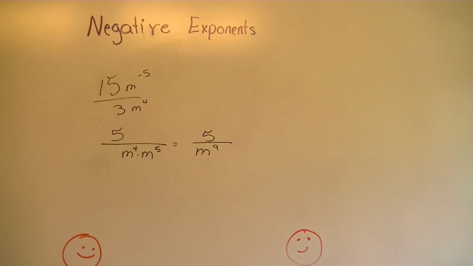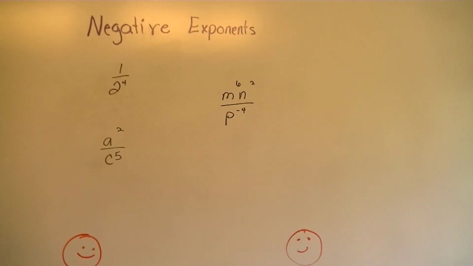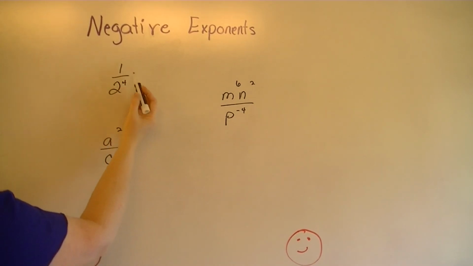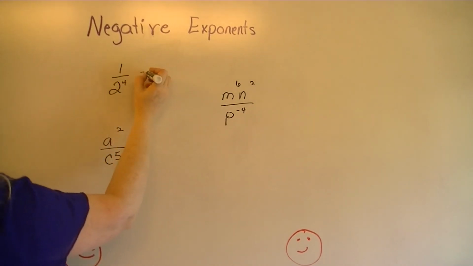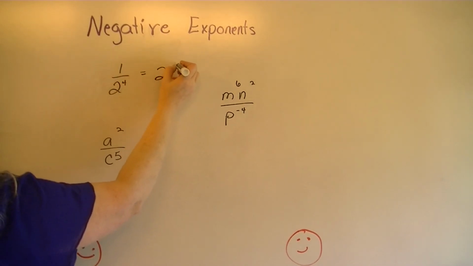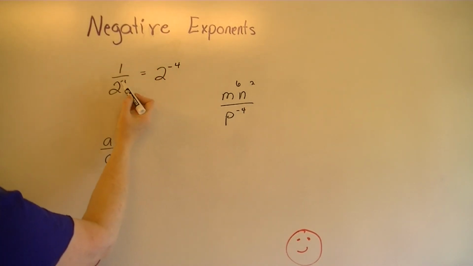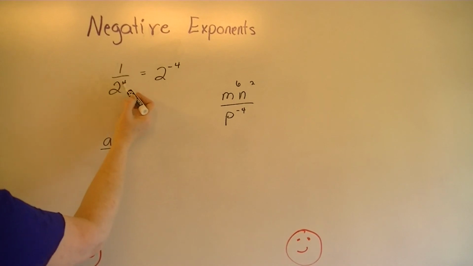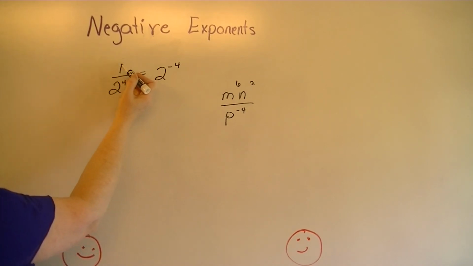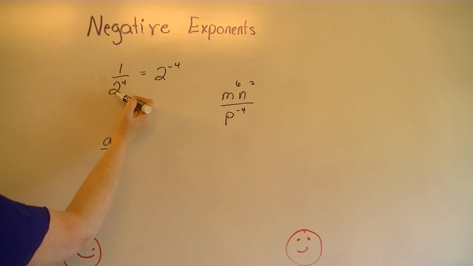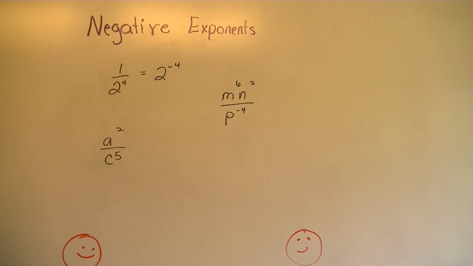Let's take a look at one more set of problems. This time they want you to write this fraction without the fraction bar. So this is kind of interesting the first time you do it. I can actually write it as 2 to the negative 4th power, because if I make my exponent negative, it causes it to flip.